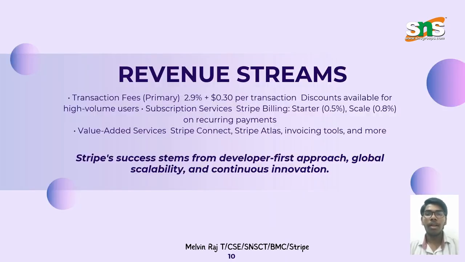Revenue streams, transaction fees. Stripe charges 2.9% plus $0.30 per transaction. High volume businesses may get discounts. Subscription services: services like billing give recurring income. Plans start at 0.5% for recurring payments. This gives steady and predictable revenue.